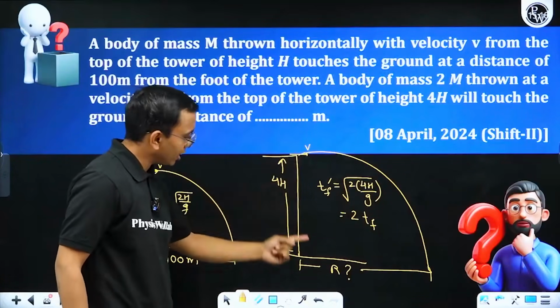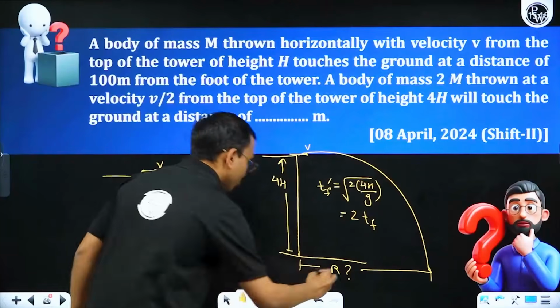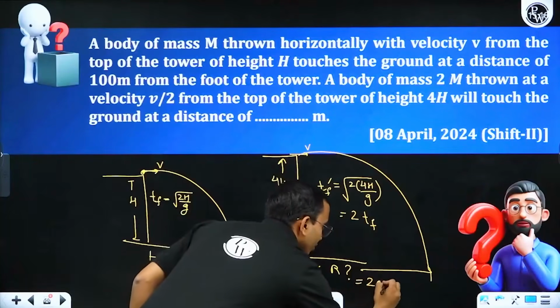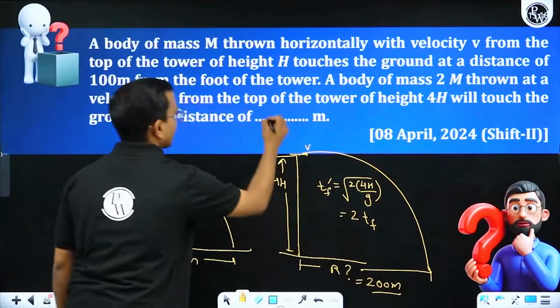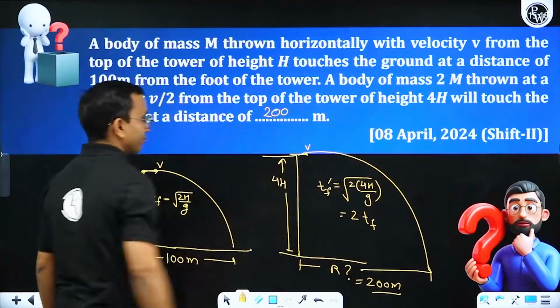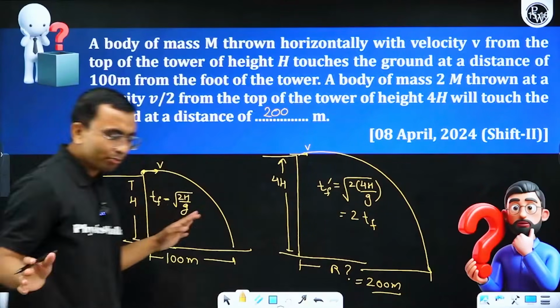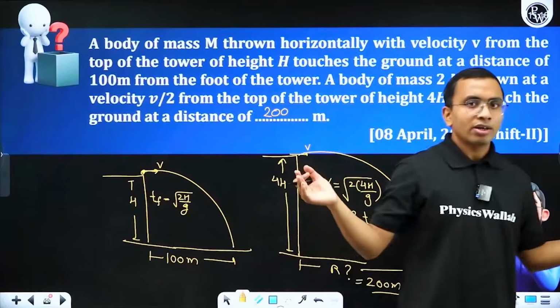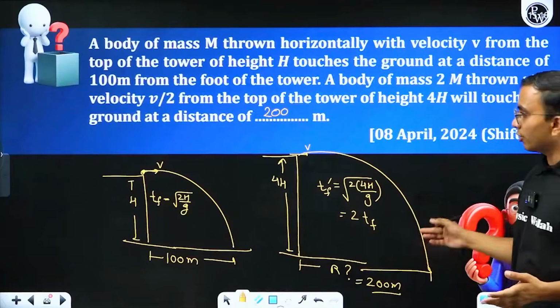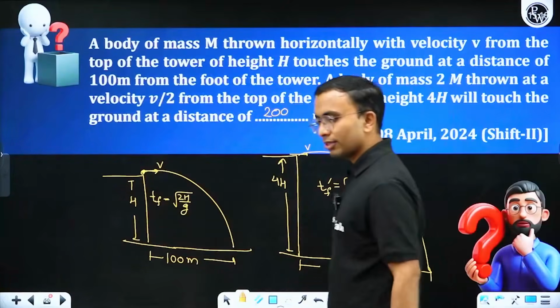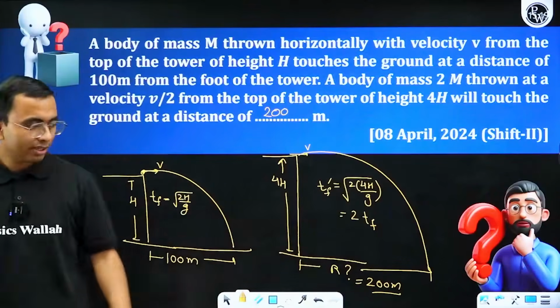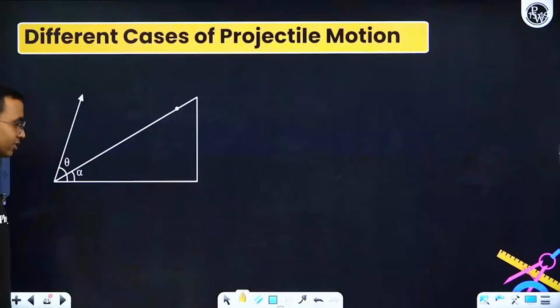Horizontal velocity is not changing. T flight is getting twice, so this will become 200. Got answer as 200. Things are not complicated. You may say, sir, here from top of a tower we are projecting. Things are not complicated. It's just simple. If your core concepts are clear, you can easily solve this question in a few seconds.